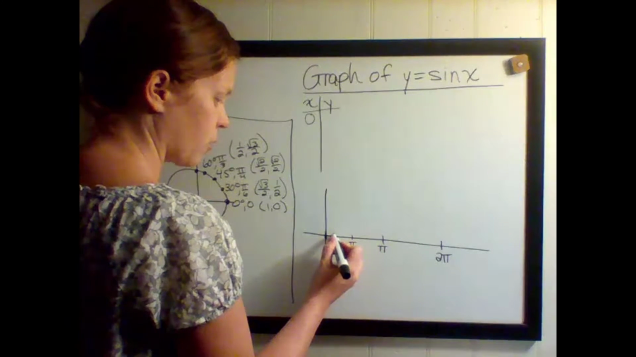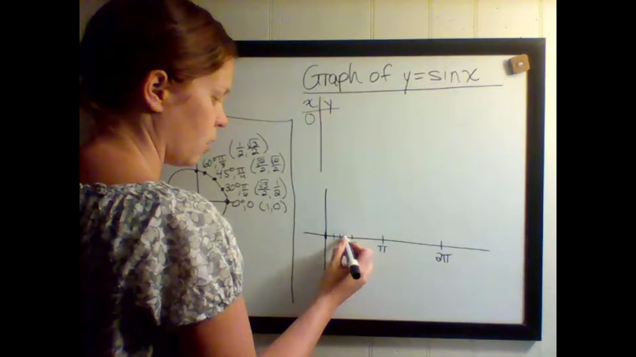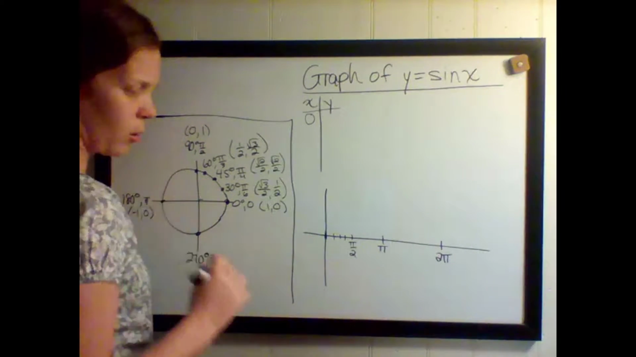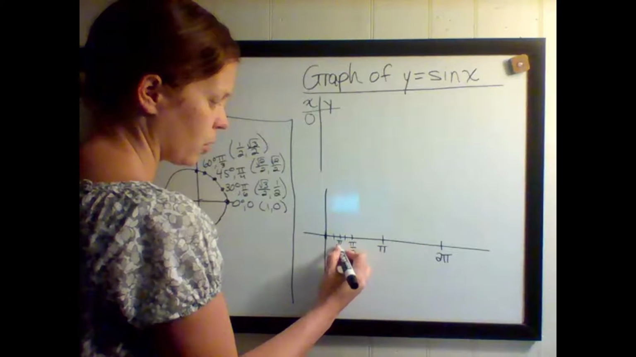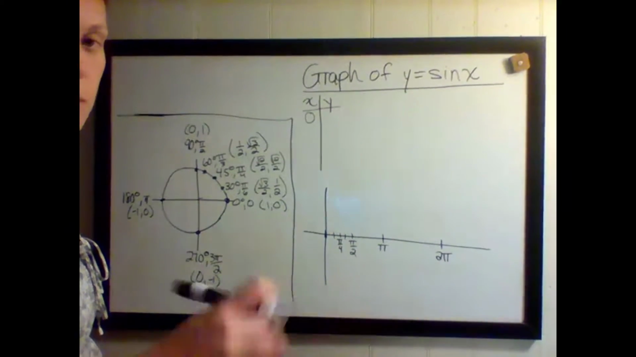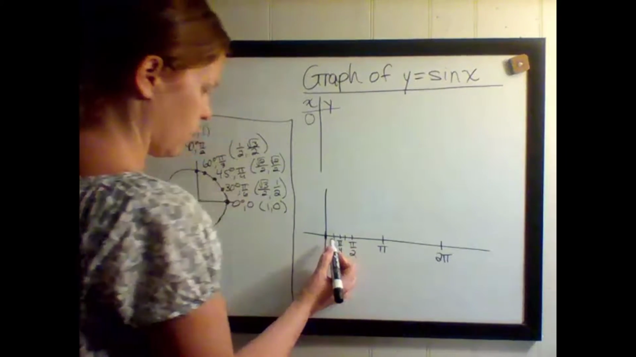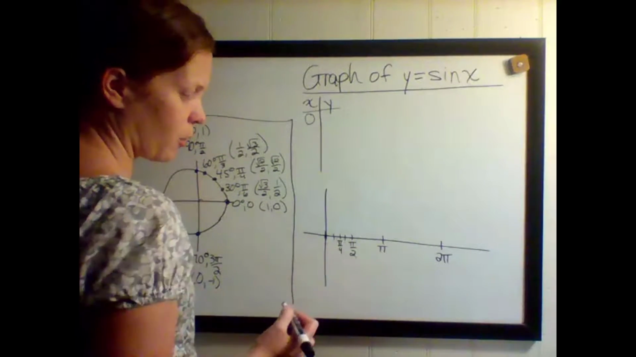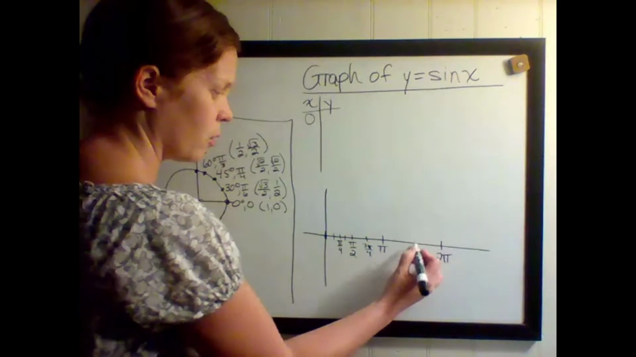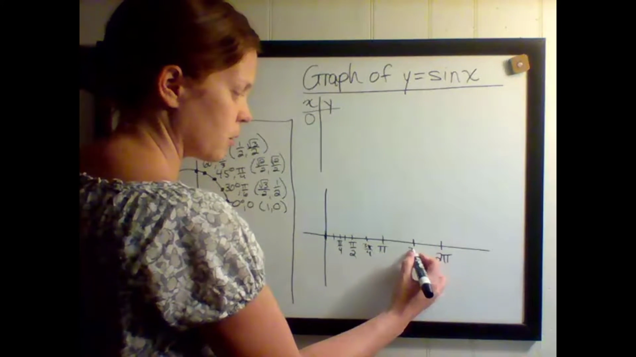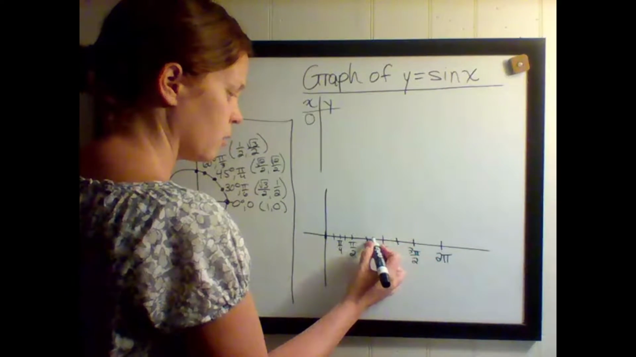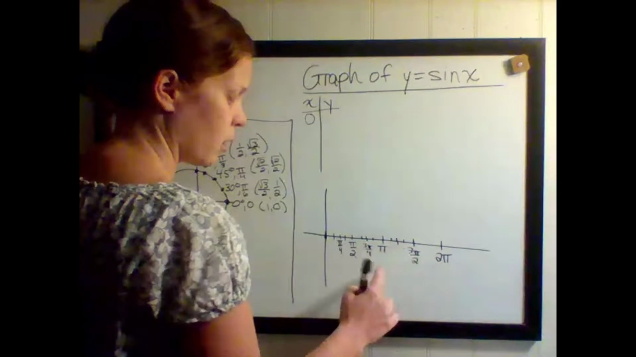And in between there, we've got our other important angles. Pi over 6, pi over 4, pi over 3. I'll throw in pi over 4. And then you can know that looking at the unit circle, pi over 6 and pi over 3 are in between. Right here, 3 pi over 4. Between pi and 2 pi, it's going to be 3 pi over 2. In between that, we've got our other angles.